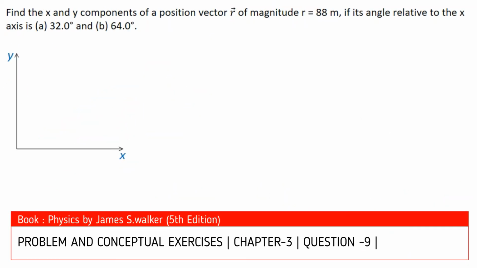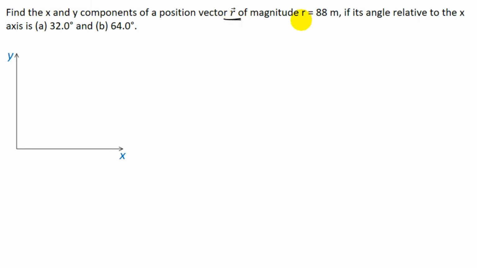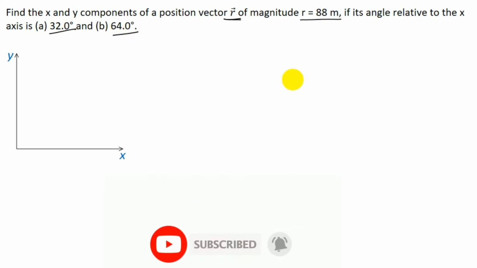So here in this question we need to find the x and y components of a position vector r, and its magnitude we have 88 meters. Now there are two parts. In the first part, the angle relative to the x-axis is 32 degrees, and in the b part we have 64 degrees. So we're going to solve the a part first, and in the a part the theta is 32 degrees for the position vector r, and its magnitude is 88 meters.